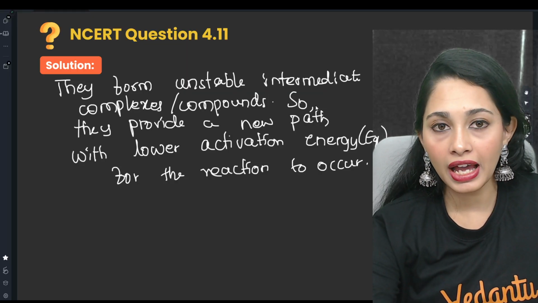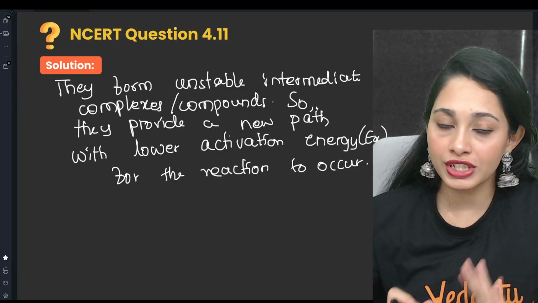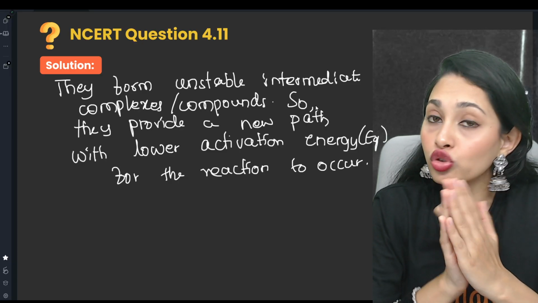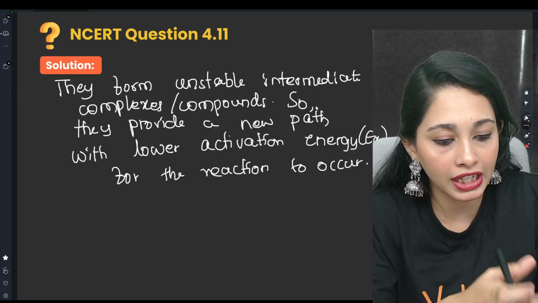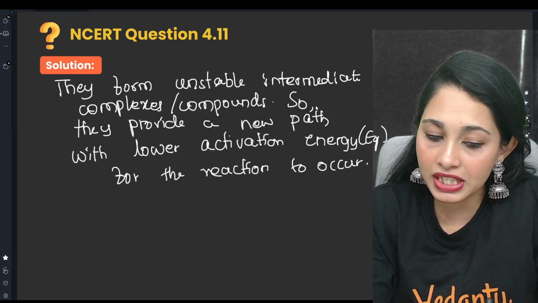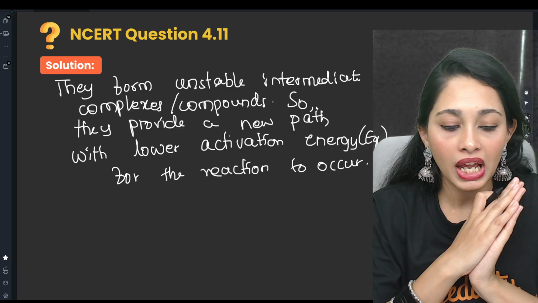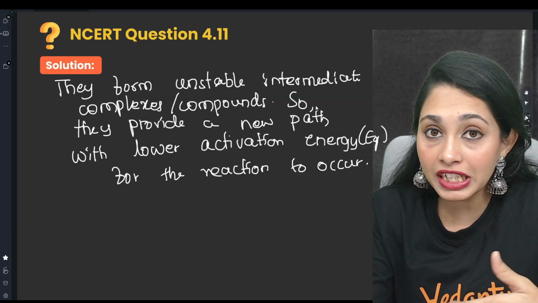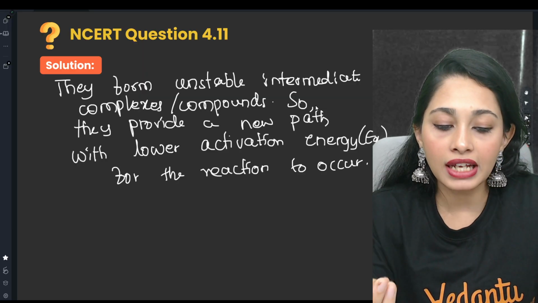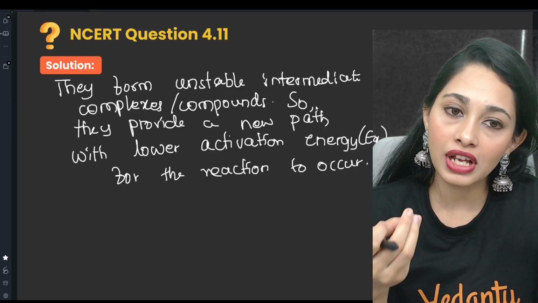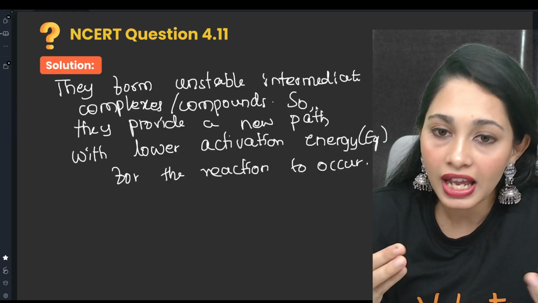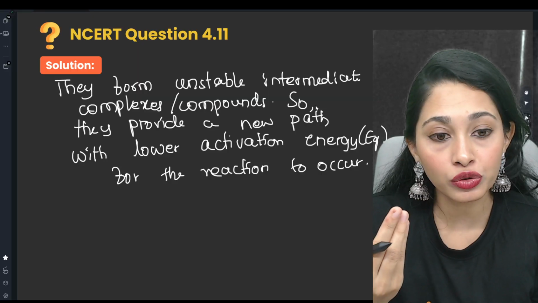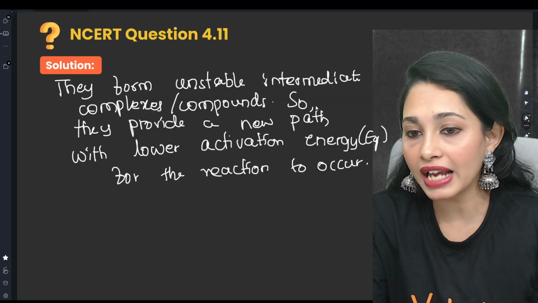So we have explained the reasons for all the 4 statements. First, transition metals and many of their compounds show paramagnetic behavior because of the unpaired electrons. The enthalpies of atomization of the transition metals are high because of strong metallic bonds. Transition metals generally form colored compounds because of d-d transition. And the last one, transition metals and their compounds are good catalysts because they provide a surface and form unstable intermediate complexes, which provide a new path with lower activation energy.